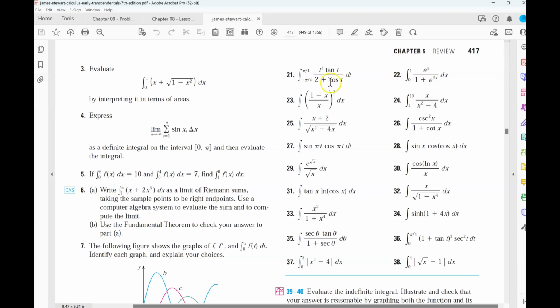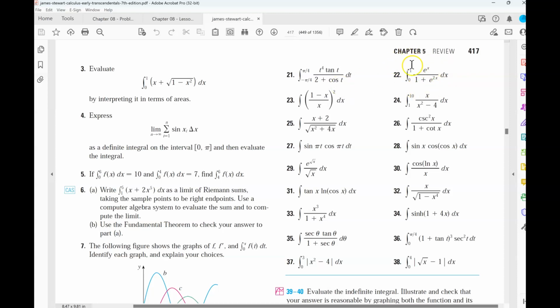Again, your key to look for that is when the bounds are opposites like that. Look for whether it's an odd or an even function. If it's odd, it's a freebie, but you have to check to make sure it's odd. Again, tan to the fourth is even, t to the fourth is even, tan is odd, even times odd is odd, 2 is even, and cosine t is even. Odd over even plus even is odd.